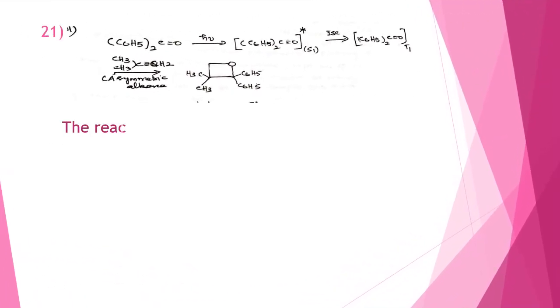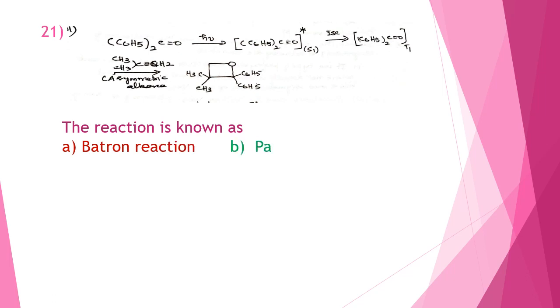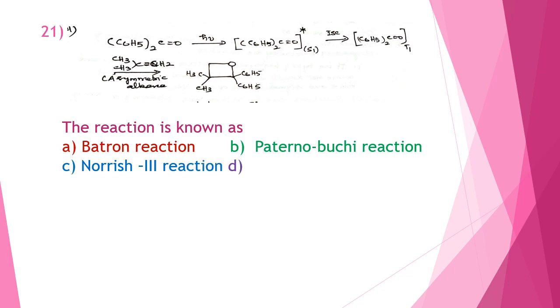Question number 21. The reaction given below is well known as: A, the Barton reaction; B, the Paterno-Buchi reaction; C, the Norrish 3 reaction; D, the cheletropic reaction. The correct answer is B, Paterno-Buchi reaction.